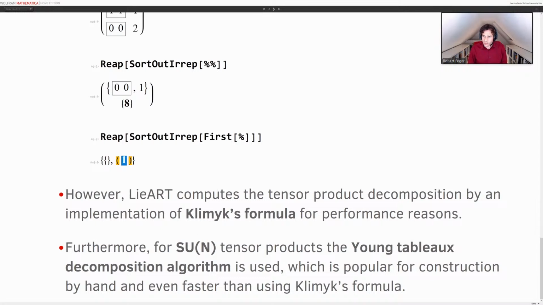For SU(N) tensor products, however, there's even a faster method. If you're decomposing tensor products in SU(N) by hand, you might have learned something about Young tableaux and how to bump boxes with Young tableaux to do a decomposition of a tensor product. And I implemented that in LieART as well, and it turned out that this is even faster for SU(N) than using Klimyk's formula. So this is automatically used. You don't need to know which kind of algorithm is used. It's done all automatically.